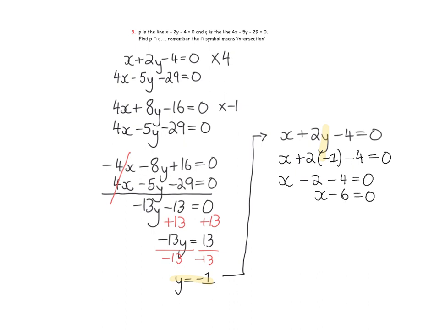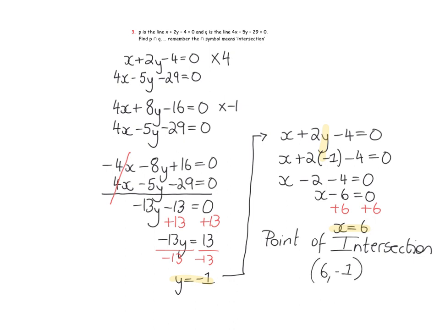To get the x by itself, we put plus 6 to both sides, and we'll be left with x equal to 6. Now, we know from before that y was minus 1. We now know that x is 6, so to get the point of intersection, it's just those two values for x and y, so the point of intersection is 6, minus 1.